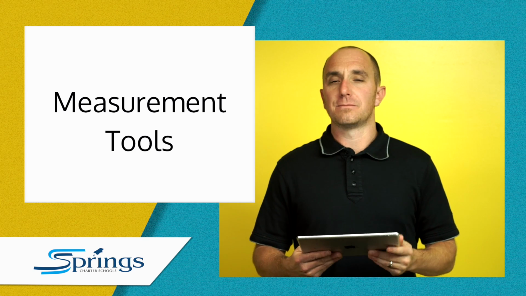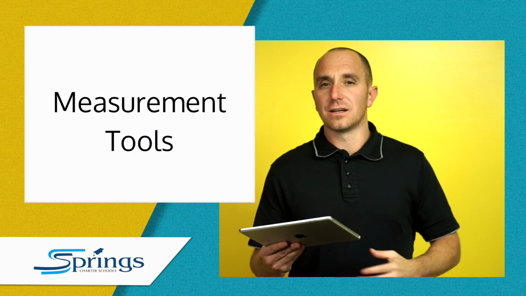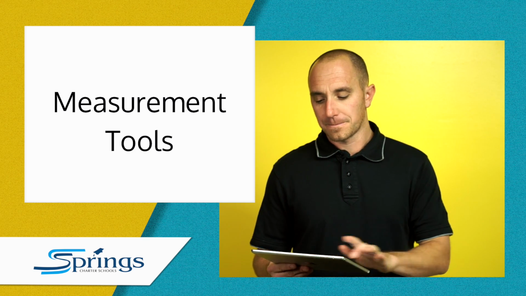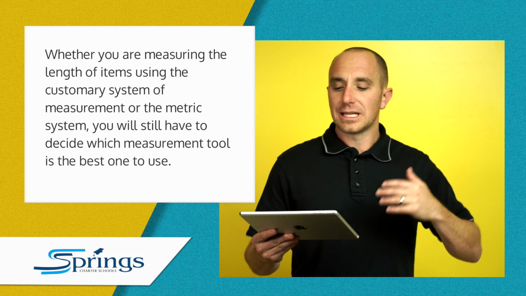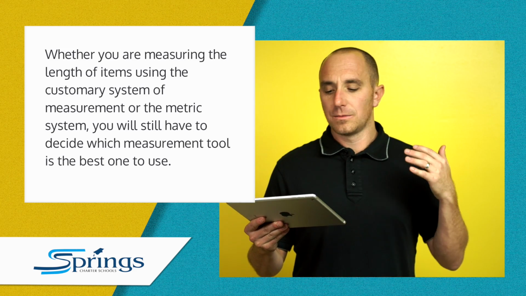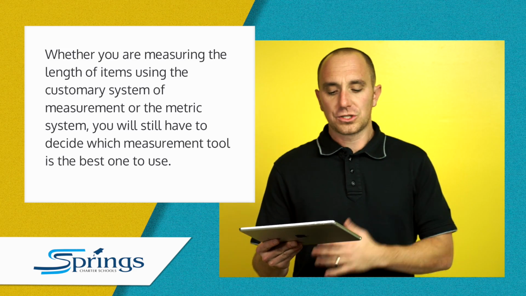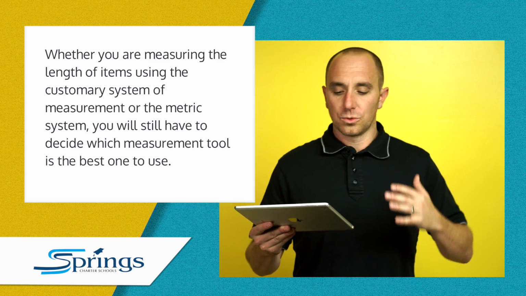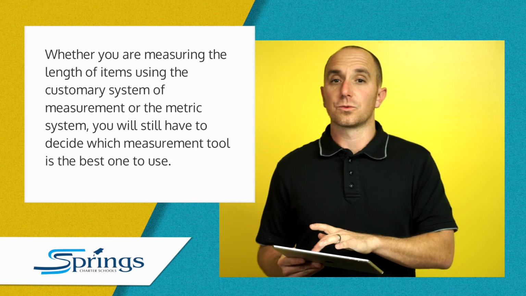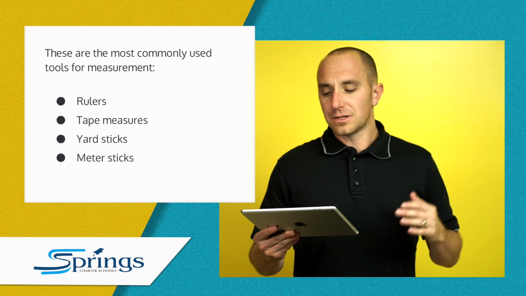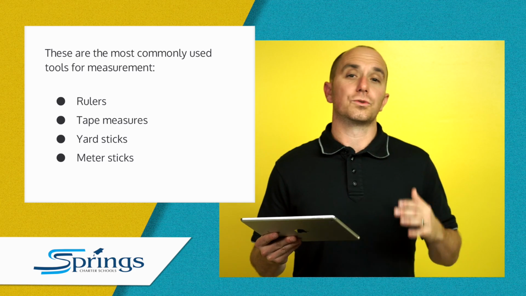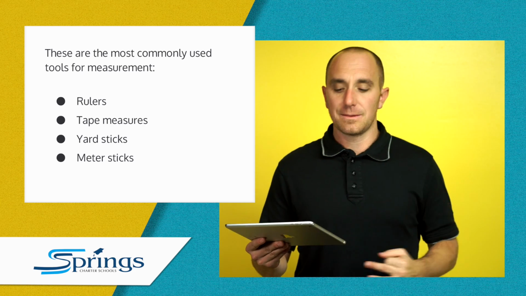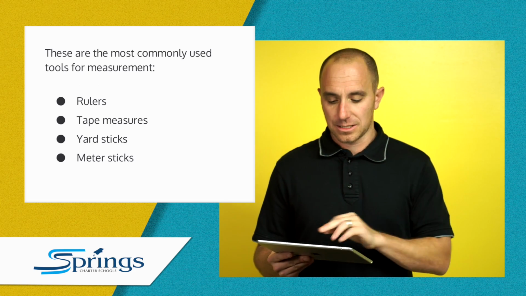Okay, so let's talk about some measurement tools to kind of wrap up the idea of customary and metric measurement. Whether you're measuring the length of items using the customary system of measurement or the metric system, you still have to decide which measurement tool is going to be the best to use for your given situation. So these are the most commonly used tools for measurement. We have rulers, tape measures, yardsticks, and meter sticks.